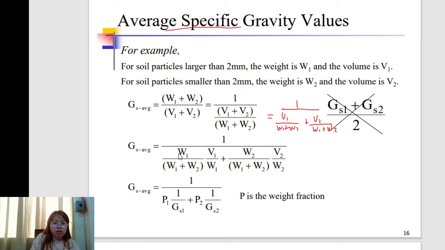So here, W1 is placed in the numerator and W1 in the denominator, so that when you cancel this, it becomes the same as this. The same with W2, in the numerator and in the denominator. So that the average specific gravity is equal to 1 over this, P sub 1 and so on. And this P is the weight fraction.